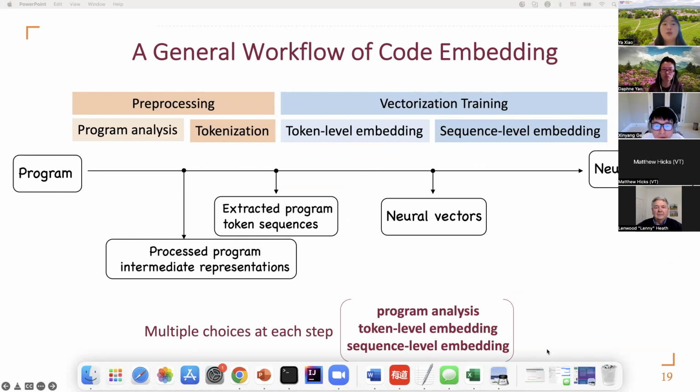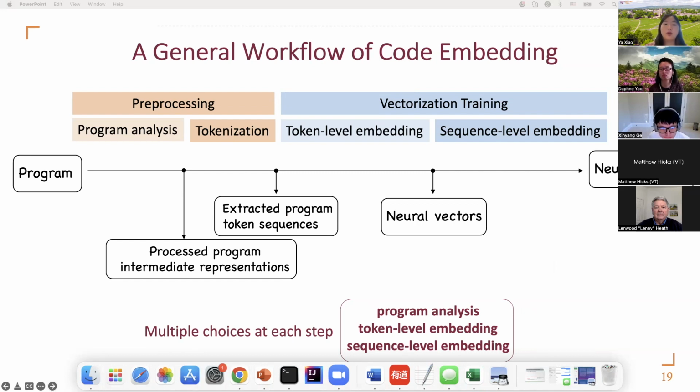Here we summarize a general workflow of code embedding. Usually the first step is pre-processing. Program analysis is applied to transfer programs into various intermediate representations. And then tokenization is applied to cut these intermediate representations into token sequences. After that, the token sequences are embedded by the context-based embedding to produce the neural vectors for each single token, which we call token level embedding. And this is not the end. To further make use of the entire sequence, we can apply a language model to take the entire sequence as input and produce neural vectors given the sequence level input. These neural vectors we call sequence level embedding.